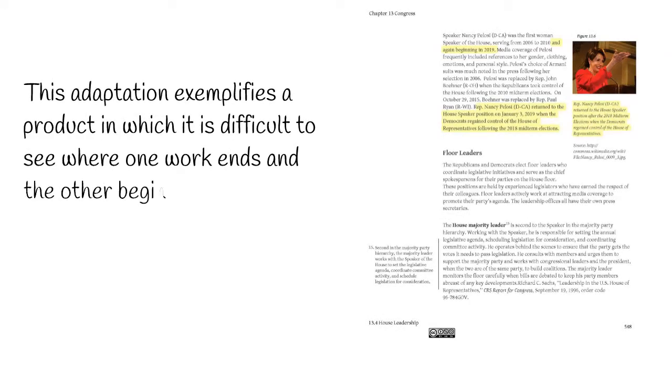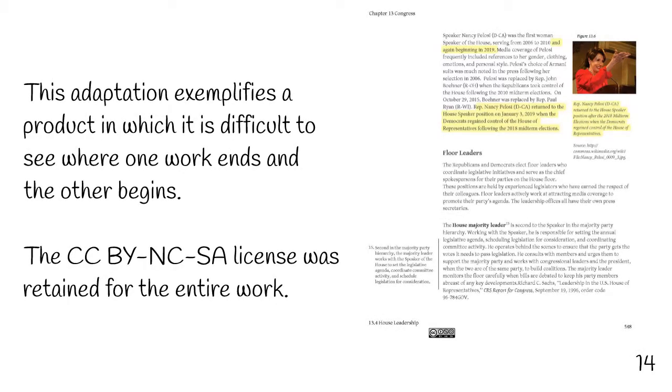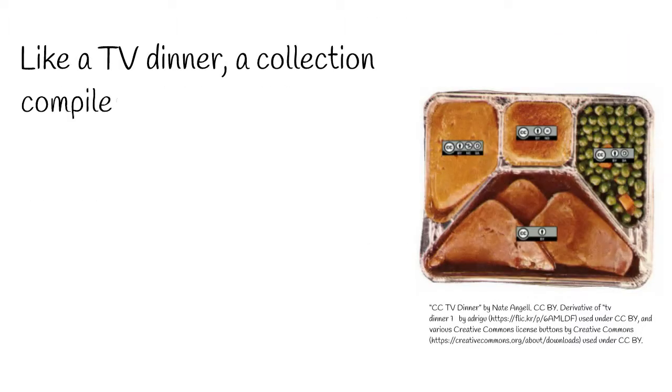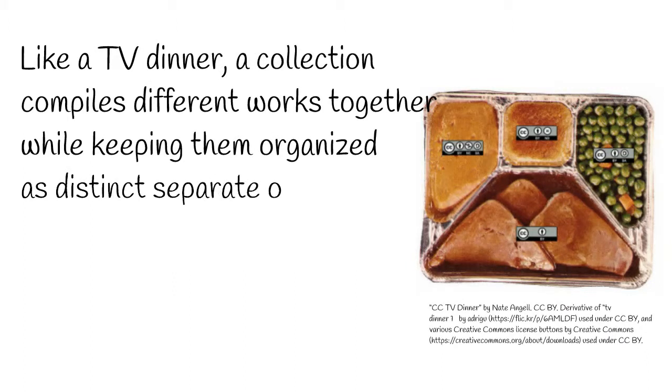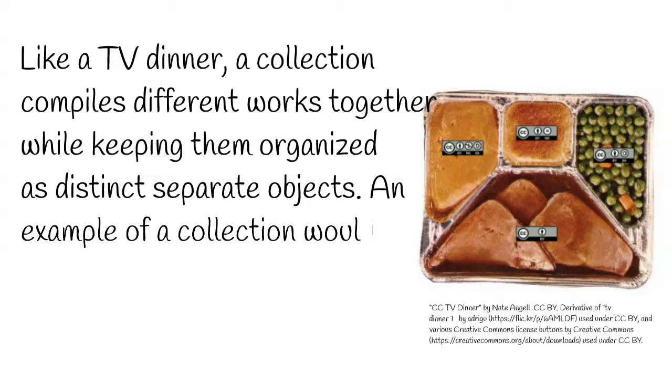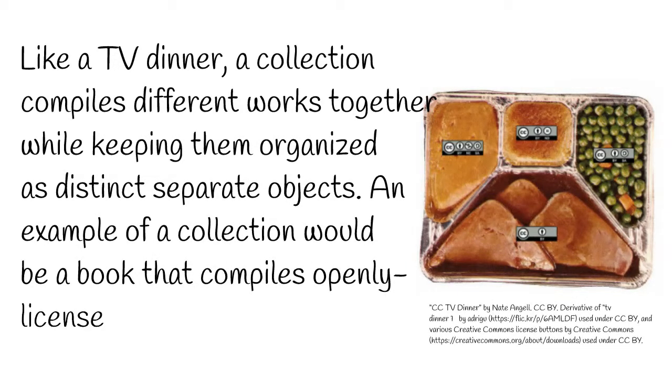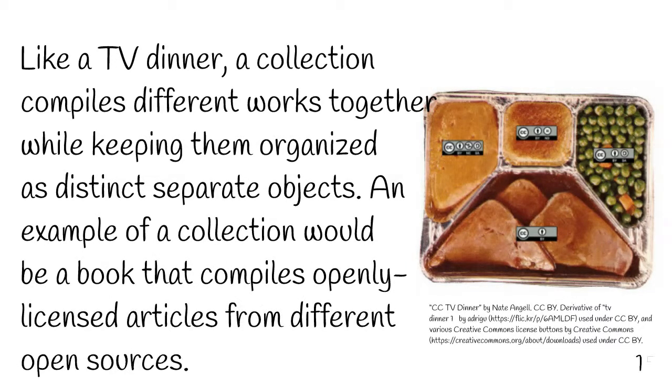This adaptation exemplifies a product in which it's difficult to see where one work ends and the other begins. The CC BY NC SA license was retained for the entire work. Like a TV dinner, a collection compiles different works together while keeping them organized as distinct separate objects. An example of a collection would be a book that compiles openly licensed articles from different open sources.